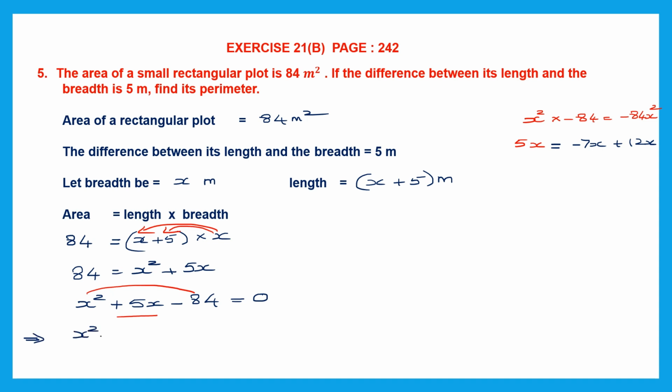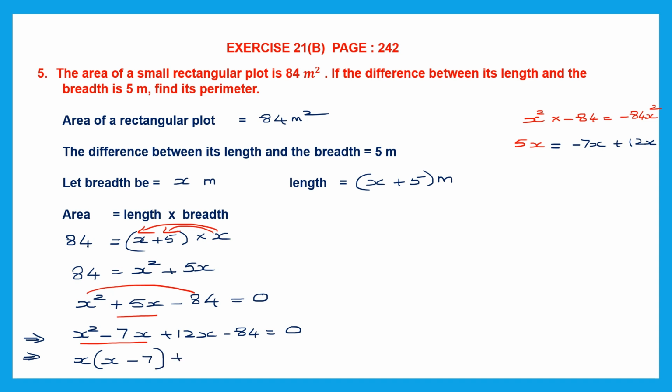Now instead of 5x, I'm going to write minus 7x plus 12x minus 84 is equal to 0. Now we continue. We're going to look out for the common terms. So here, as you can see, take the first two terms. What is common here? x is common. So I can take x out here, and inside I can write x minus 7.